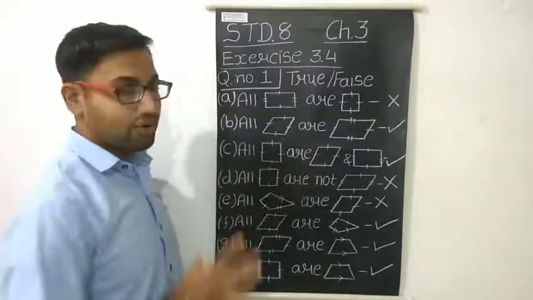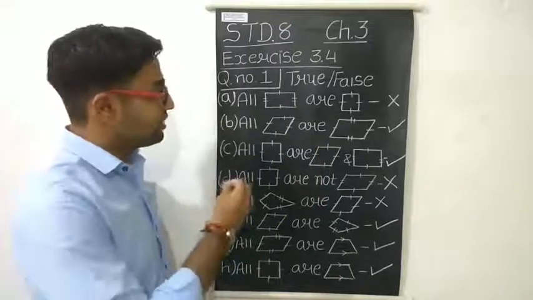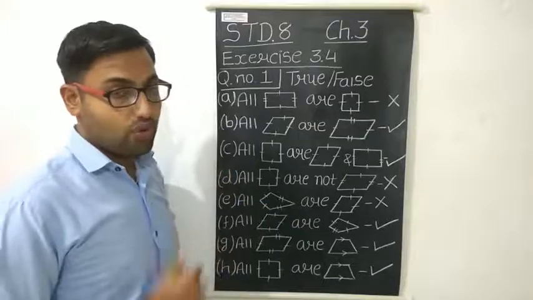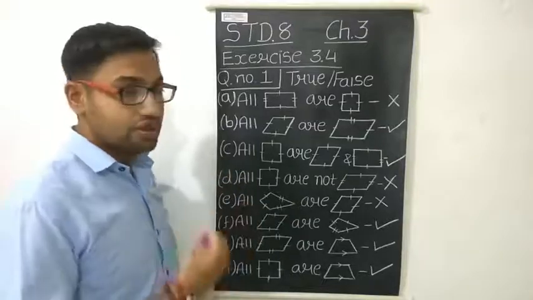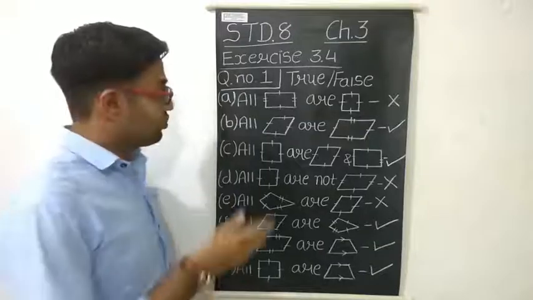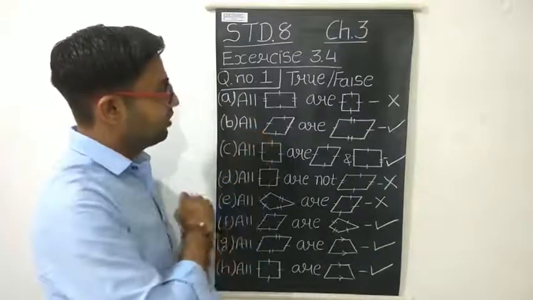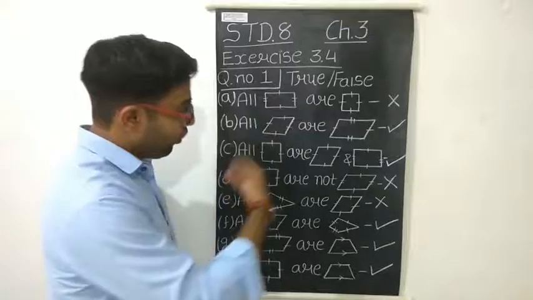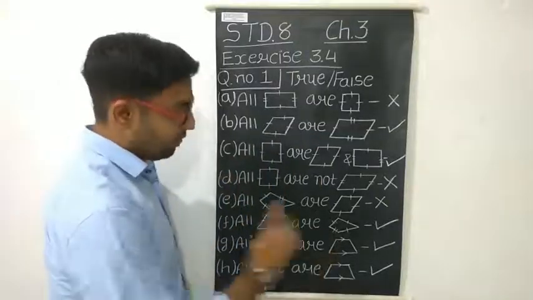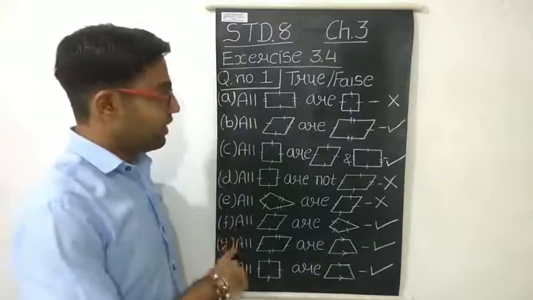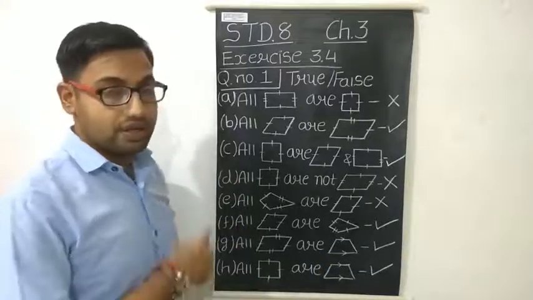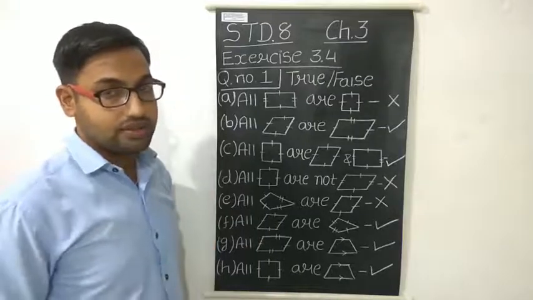Now what you can conclude from all these true false answers, we can say that square is a quadrilateral which satisfies all the quadrilaterals' conditions. So square may be a rectangle or rhombus or parallelogram or kite or trapezium, right? So square is the only shape which can satisfy all the properties of all the quadrilaterals.